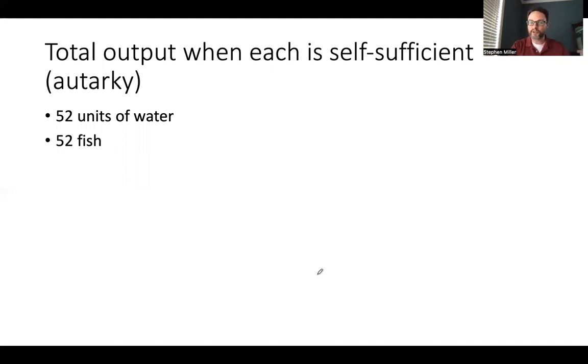There's 52 liters of water and 52 fish being produced on this island. I mean, don't get me wrong. It's mostly being gathered, but it's being produced on this island. It's very low-tech production, taking some sort of container and carrying water back and forth and catching fish.